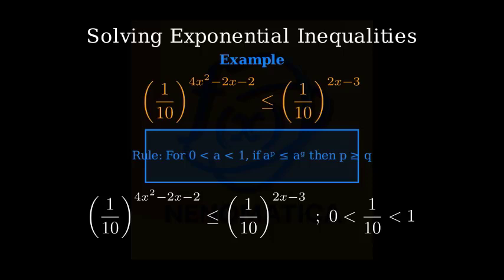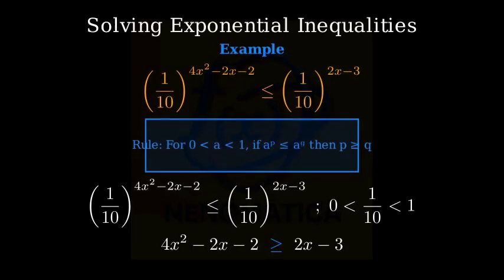Because our base is between 0 and 1, we need to reverse the inequality sign when we remove the exponents. So 4x squared minus 2x minus 2 is greater than or equal to 2x minus 3. Now, let's rearrange the inequality to standard form.